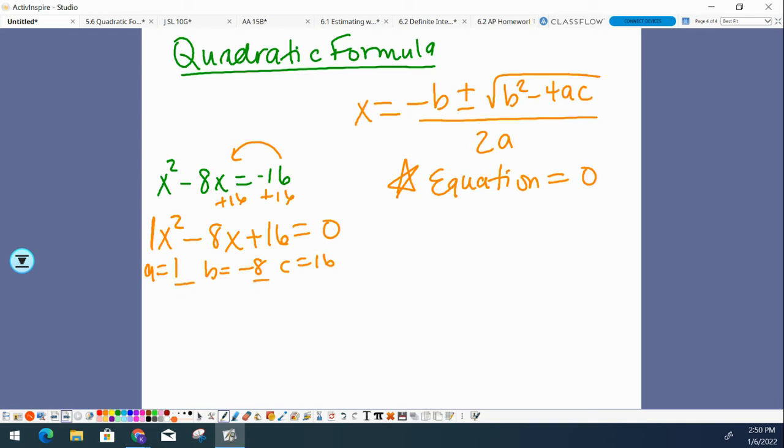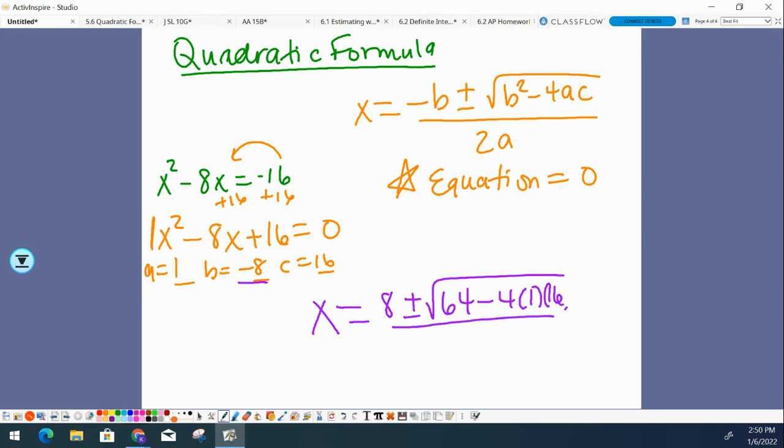Now I just plug in my a, b, c's into the formula. All right, here we go again. X equals opposite of b plus or minus square root of b squared minus 4ac all over 2a. When you simplify the formula, you always want to multiply these numbers first. So 4 times 1 times 16 is 64.